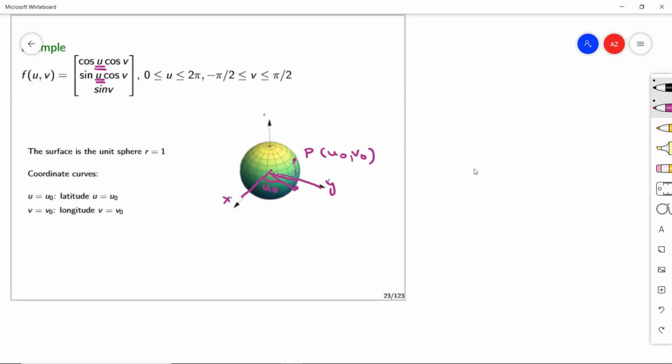However, v varies, and this v measures this angle, this spherical angle. So this v goes from minus pi over 2 to pi over 2. And this point, in fact, travels along the half circle. So the coordinate curve is r2 of v. This is f of u naught, v. This is a half circle.